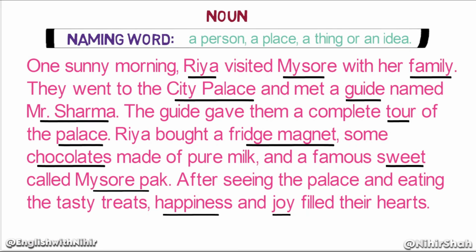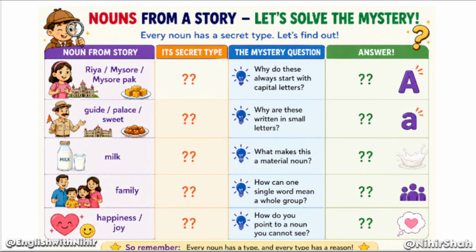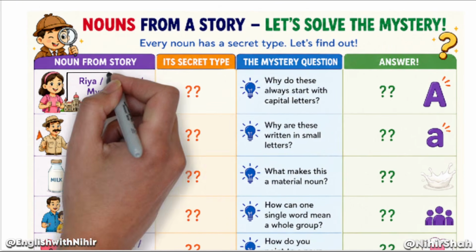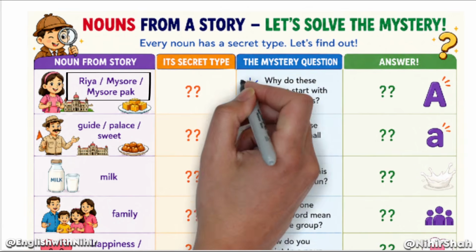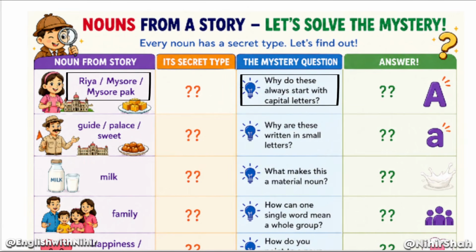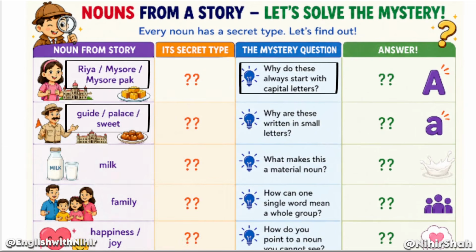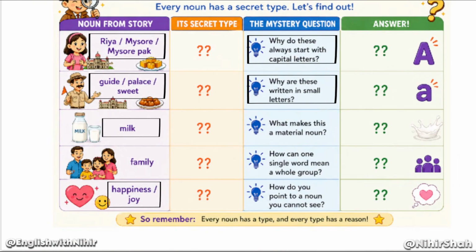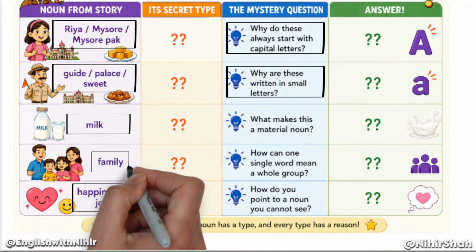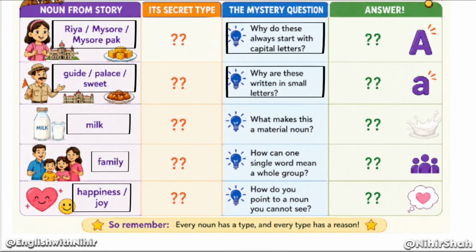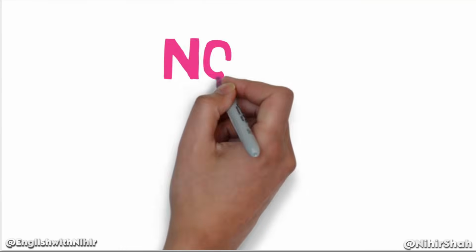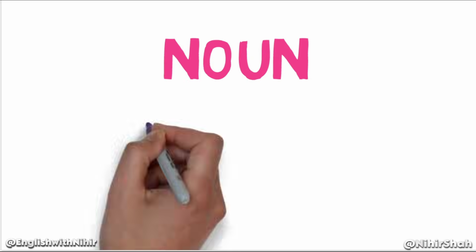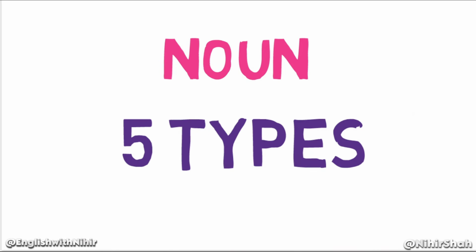But here is something interesting. Are all these nouns the same? Look carefully. Why do words like Riya and Mysore always begin with capital letters? Why are words like guide and palace written in small letters? Why is milk different from happiness? And how can the word family refer to many people together? That's because nouns are broadly divided into 5 different types. Let's learn them one by one.